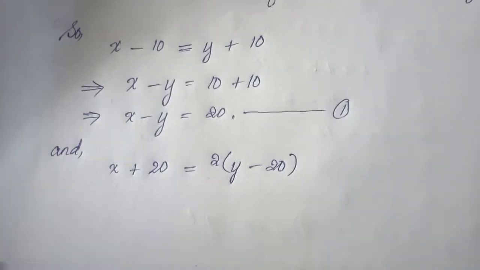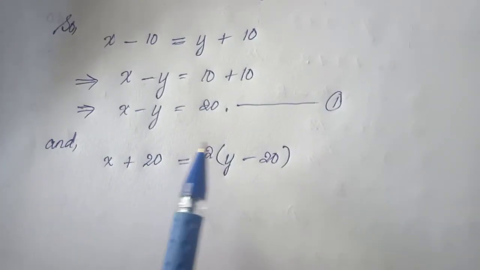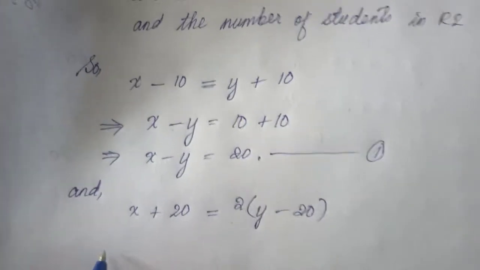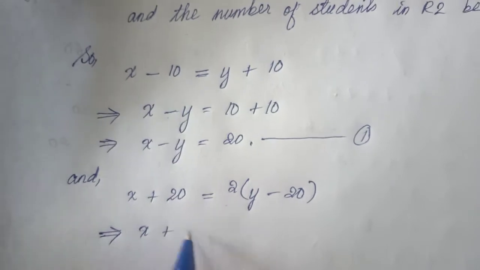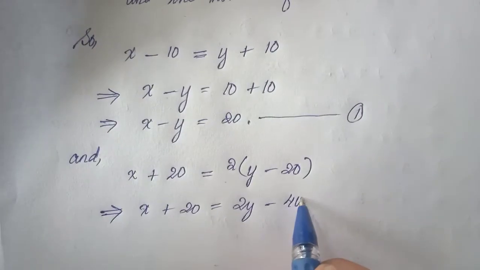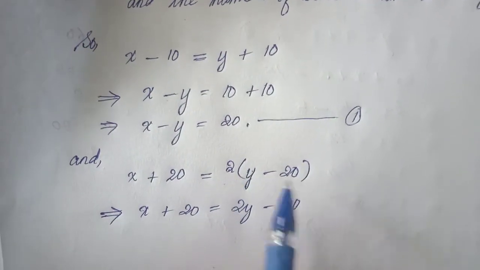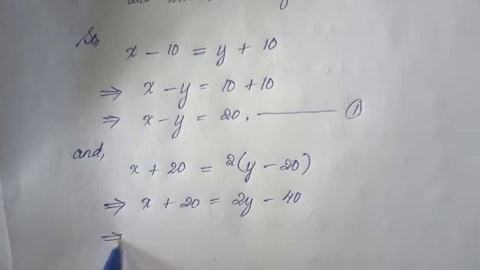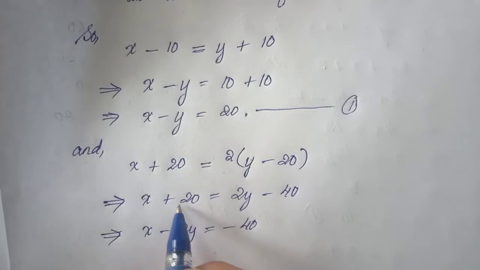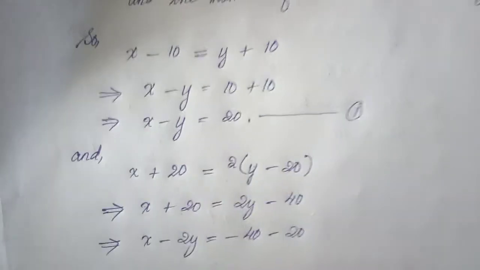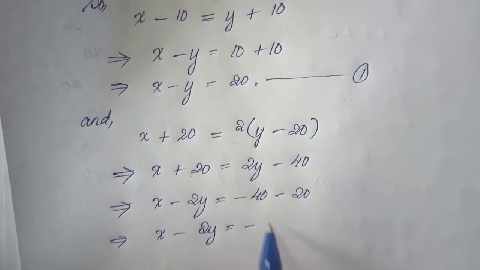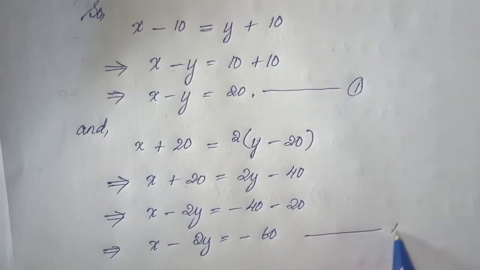Room 2 multiplied by 2. So if we do the calculation here, x plus 20 is equal to 2y minus 40. 2 into y is 2y, 2 into negative 20 is negative 40. Then x minus 2y is equal to minus 40 minus 20, which is minus 60. This will be our equation 2.